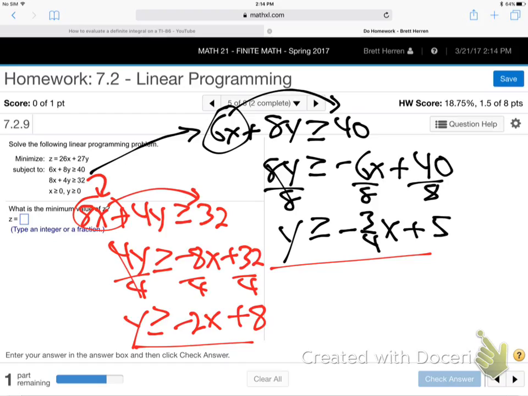So y1 is -3/4x plus 5, and y2 is -2x plus 8. All right, there's the graph I got. Did you guys get that? Yes. Is that making sense? You guys get that okay? Something to that effect.